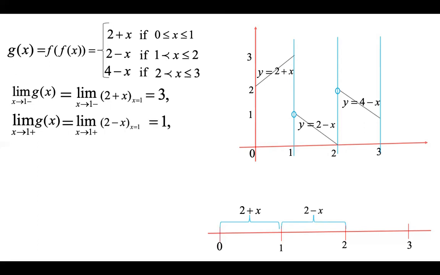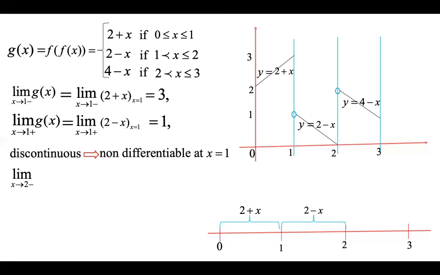Means for this g of x, that is the f composite f of x function, at x is equal to 1, the left limit is 3 and the right limit is 1. Therefore, it cannot be continuous. Therefore, it is discontinuous at x is equal to 1. Once it is discontinuous, it cannot be differentiable. So definitely it is not differentiable at that point. Now we have checked x is equal to 1; let us check x is equal to 2.